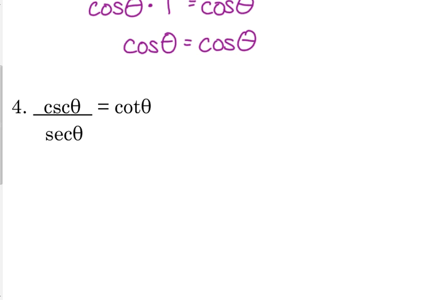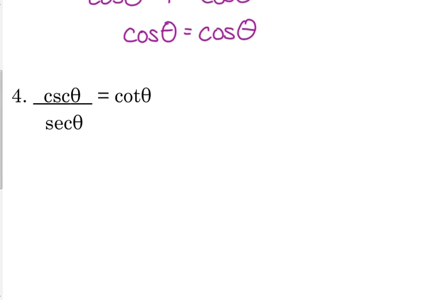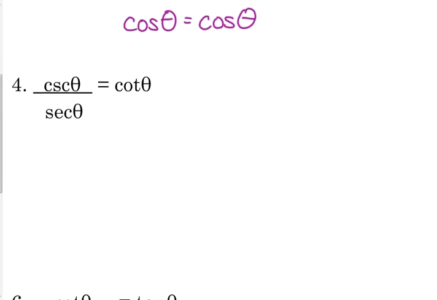Now, a technique to approach these is usually we need to put things in terms of sine and cosine. Okay, we normally need to write things in terms of sine and cosine. So I'm going to replace cosecant of theta with 1 over what? What's cosecant equal to? 1 over sine. And I'm going to replace secant with 1 over cosine.